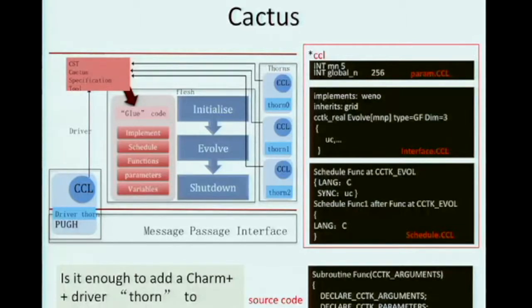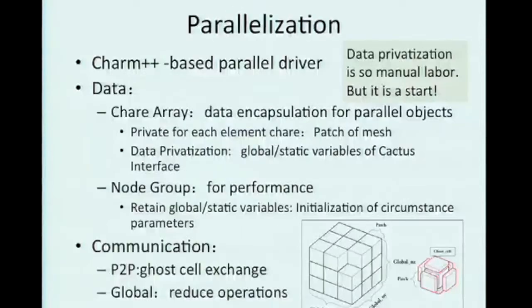In the last slide, we talked about combining Charm and Cactus. So does it mean it's enough to add a Charm++ driver thorn to replace the original MPI one? The answer is no. Actually, we have to design the Charm-based flesh and a brand new parallel thorn.